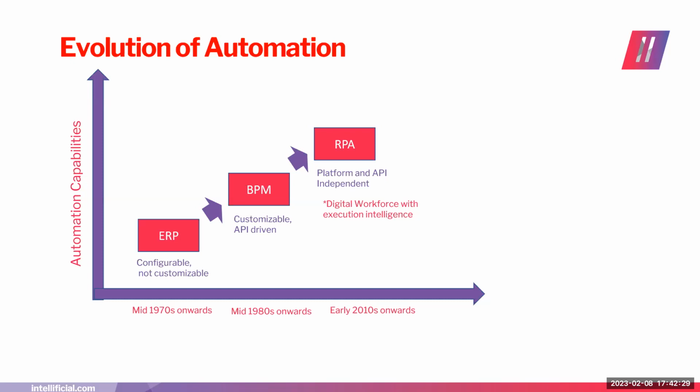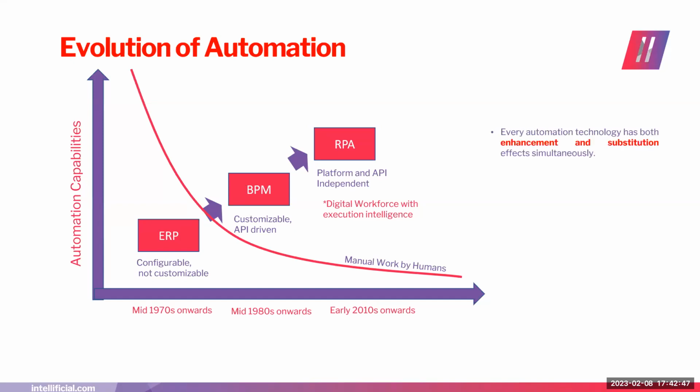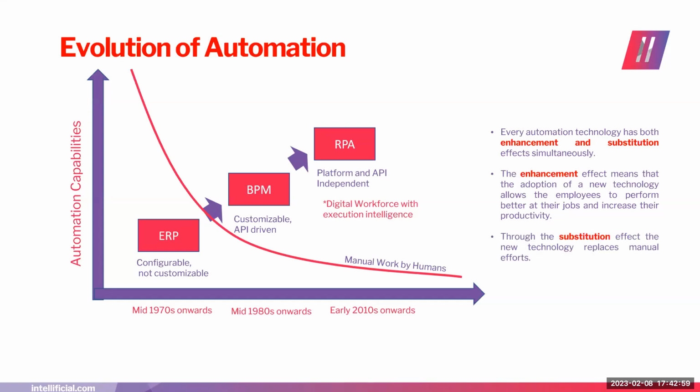From ERP to RPA, automation has evolved rapidly, and this has created a downward trend of manual work by humans, meaning manual work by humans has significantly reduced, as you see in the graph. And every automation technology has both enhancement and substitution effects simultaneously. The enhancement is that employees can perform better at their jobs with increased productivity, but the substitution can cause a replacement of manual effort, meaning they will focus only on strategic work, not the regular data entry or data manipulation jobs. If this is clear to you, I'll go to the next slide.